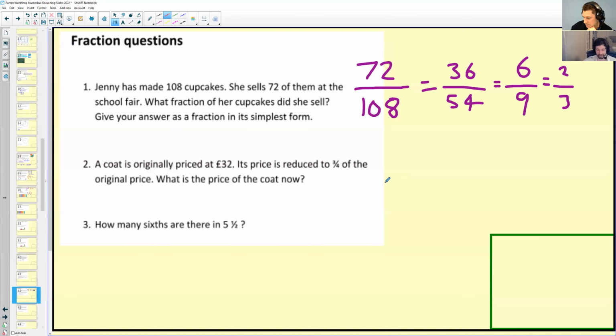Yeah, dastardly. So number 2, I love this sort of question: a fraction of an amount. My advice is to set out the question. Of in maths is times.